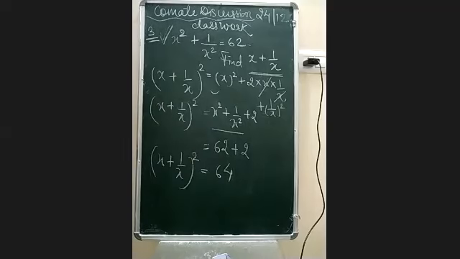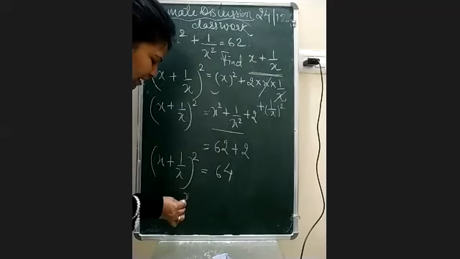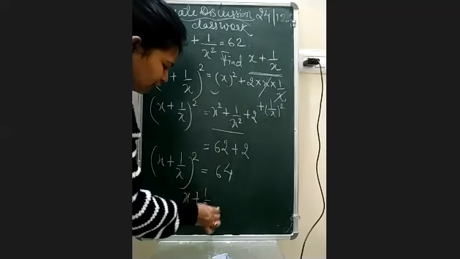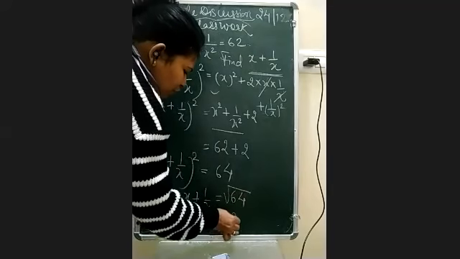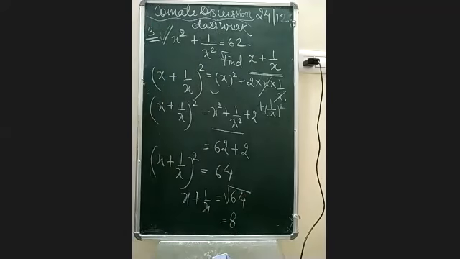We have got it. Now, because we have the square, and we need the value without the square, when does the square go away? When you transfer the square, it becomes under root. So x plus 1 upon x is equal to under root 64, and under root 64 means only 8. So the answer of this question, x plus 1 upon x, will be equal to 8.